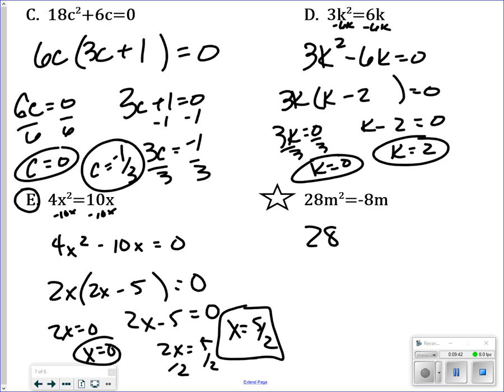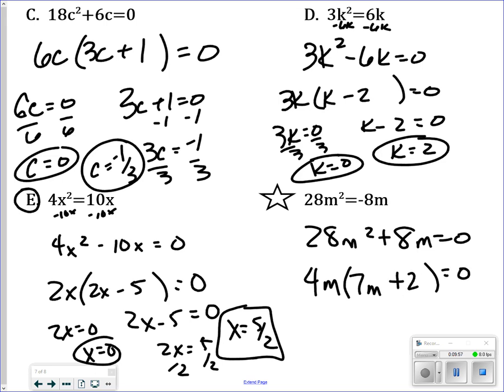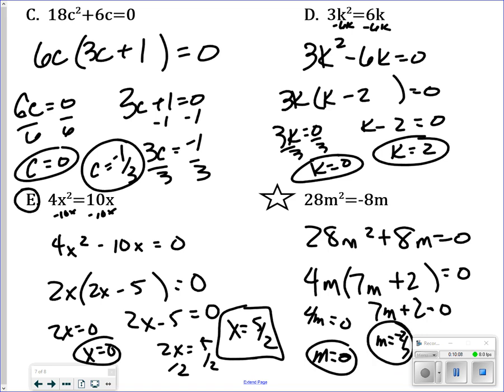Welcome back. So I need it to equal 0. I then am going to take out the highest letter and or number I can. So the highest number I can take out is 4, and I can take away 1m from both. Once I have it in factored form, set the factors equal to 0. I get m to equal 0, and I'm running out of space here, so I subtracted 2 and divided by 7. I get m to be negative 2/7.